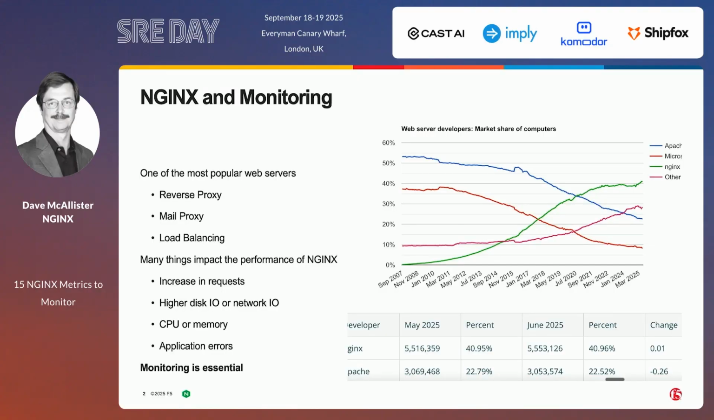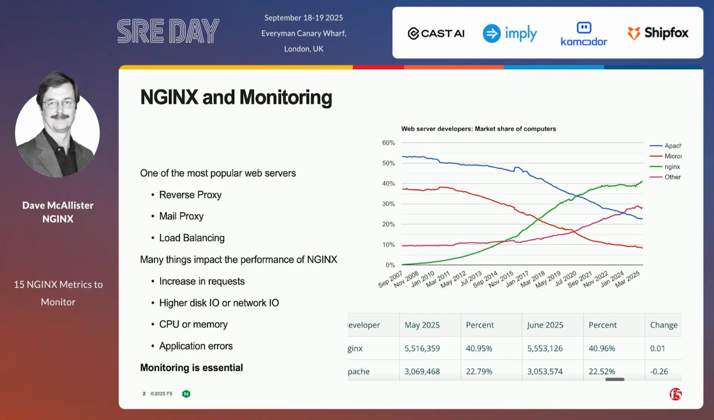NGINX has been a lot of things. It's a reverse proxy, it's a mail server, it's a web server, it's one of the most widely used products in the marketplace. At any given moment, somewhere between 40 to 60% of all the internet's traffic runs through an NGINX product of some sort. And that's pretty much it. But it also is pretty complex.